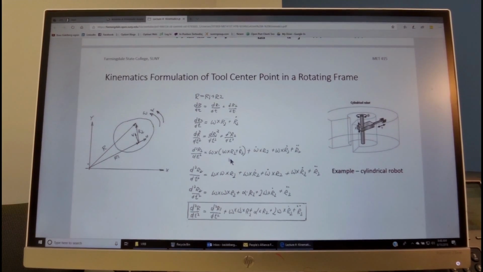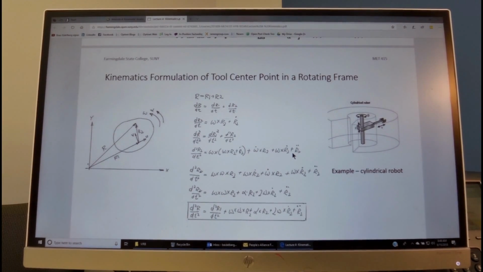So this whole expression over here is being crossed with omega, and then we have to take the relative velocity, which is omega dot cross r2 plus omega cross r2 dot plus r2 double dot. So this is the absolute acceleration of this point here with respect to this point in a moving coordinate system, in the inertial coordinate system.